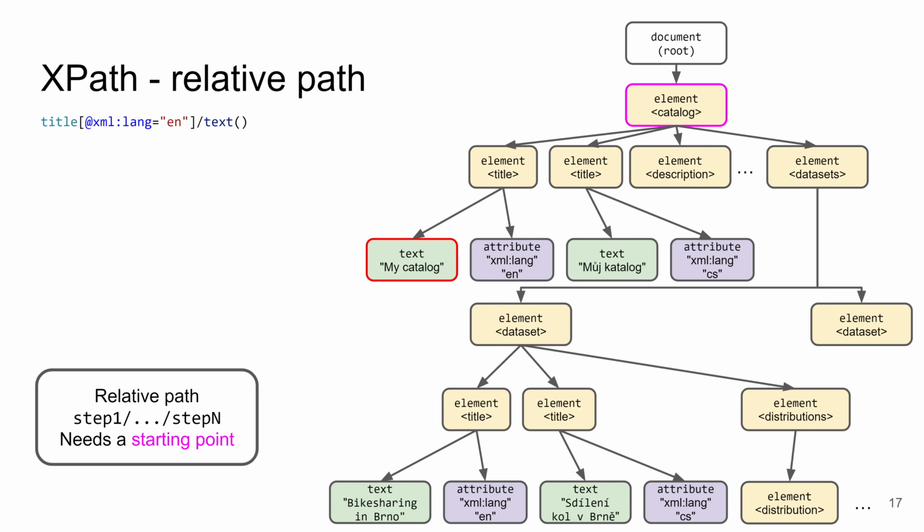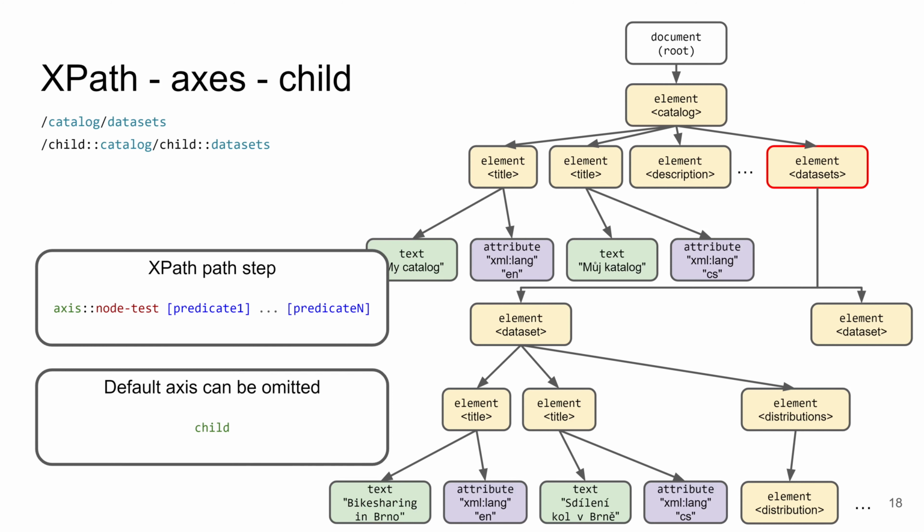In this case, the pink bordered element catalog is our start, or the current set of nodes. And from this set of nodes, which contains only the catalog element, we'll go to the title element. We'll filter those which have the xml:lang attribute set to en, and we'll access the text of this node. Therefore, we'll end up with the title of the catalog, My Catalog.